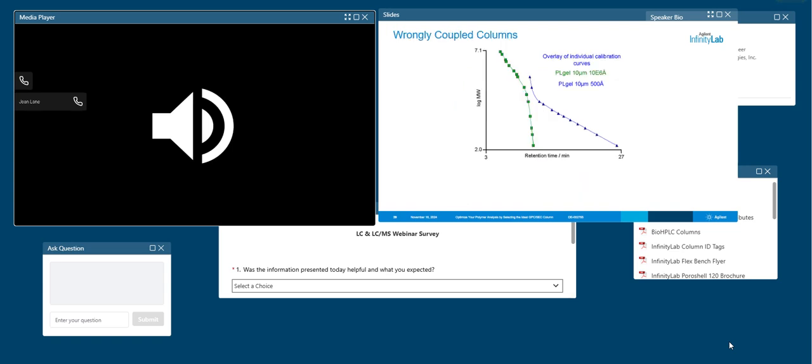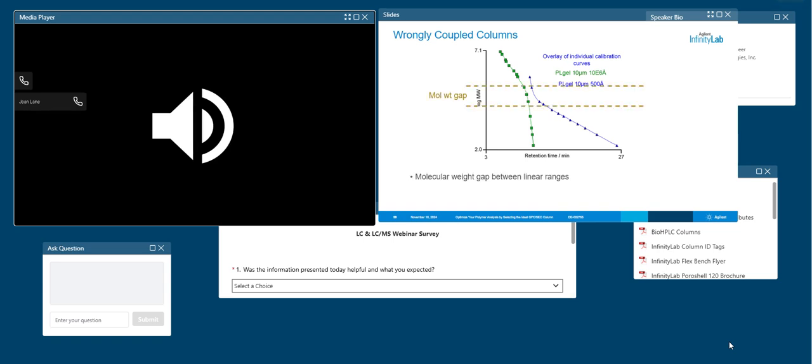You do need to be careful, though, when working with individual columns and putting them together in series. Shown is an example of how columns can be incorrectly coupled. Again, we show the 500 angstrom pore size, but the other column is a 10-micron 10 to the 6 column. The 500 angstrom linear range is up to 30,000, whereas the 10 to the 6 has a range of 600,000 to 30 million. Trying to put these two columns together would not be advised.